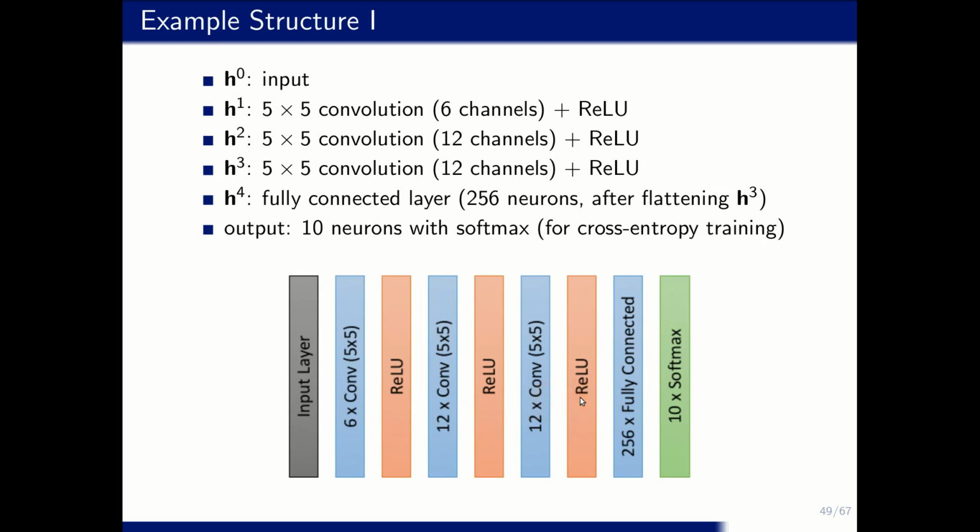Then we are doing a flattening and going into a fully connected layer with 256 neurons. So this flattening is not explicitly shown, but essentially after this ReLU you can figure that we flatten it into a vector and we go into a hidden layer, a fully connected layer with 256 neurons. And then we go into a softmax, a 10-fold softmax, in order to train a classification problem with 10 classes.